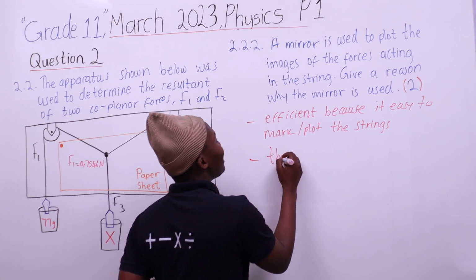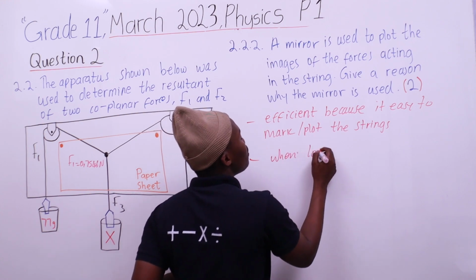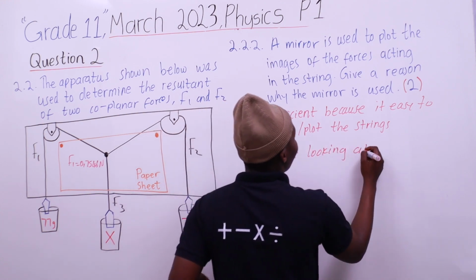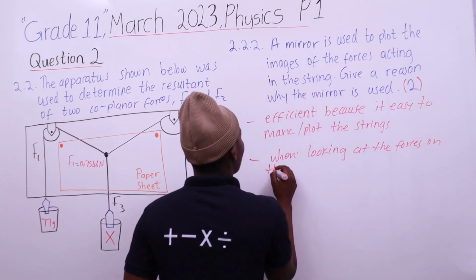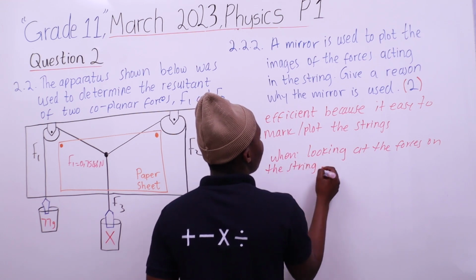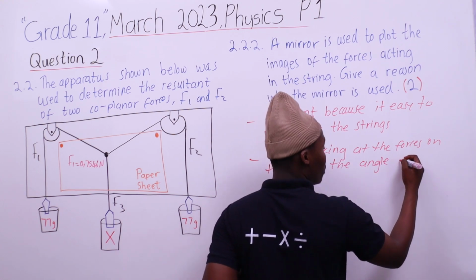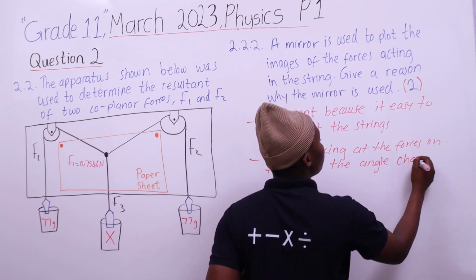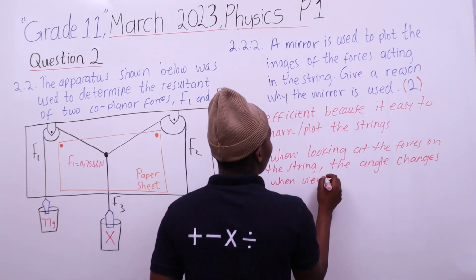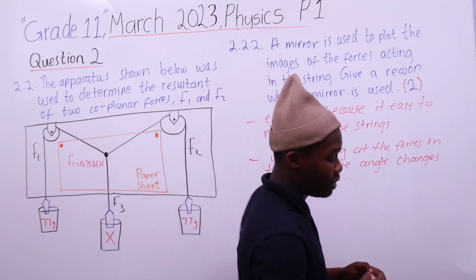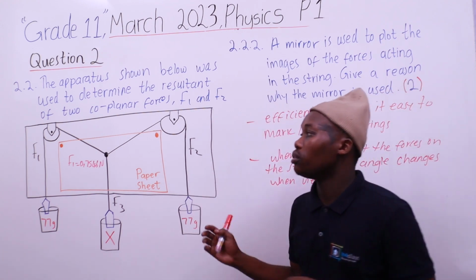Okay, so even if we say the angle, or when looking at the forces on the string, the angle changes when viewed. If they view it at different angles, what they are viewing here at the back on the mirror changes. Isn't it? So this is what you do.